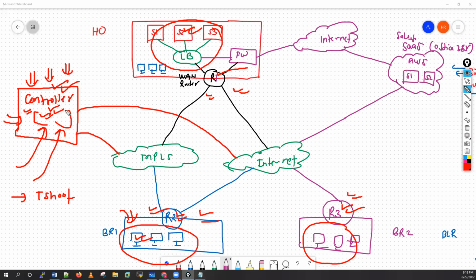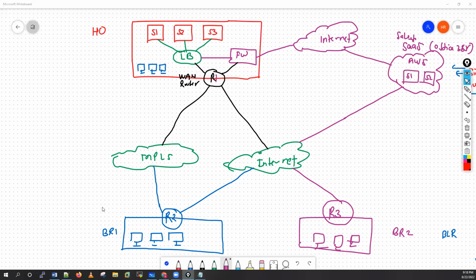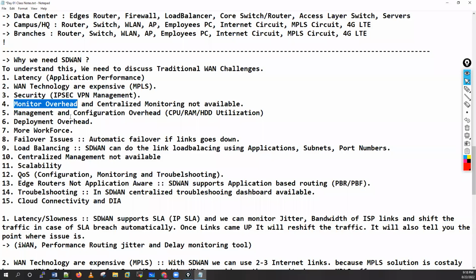So see, the management has become very easy. Your troubleshooting has become very easy. And we are also able to monitor the health of these devices. So your monitoring has become very easy, guys. So this is also one of the problems which we have in our traditional WAN, and this problem is solved by your SD-WAN, guys. So that is one of the reasons we are using SD-WAN now. So management, we have covered this part as well.